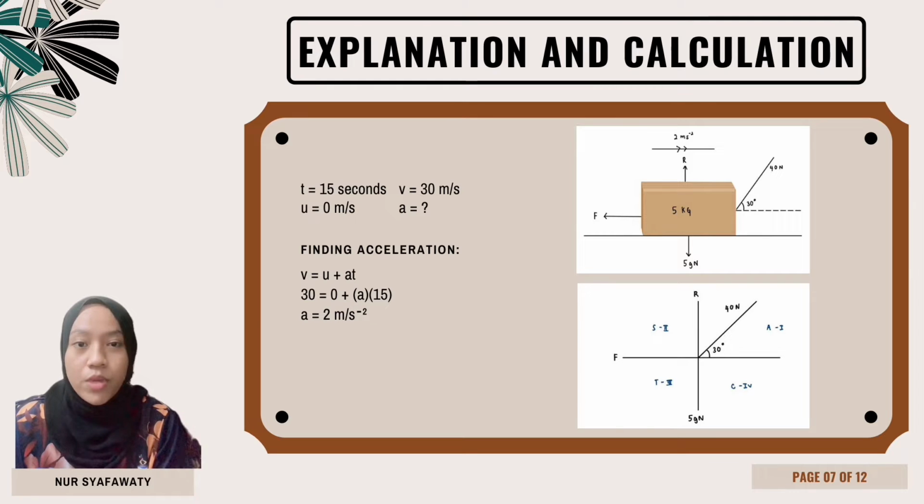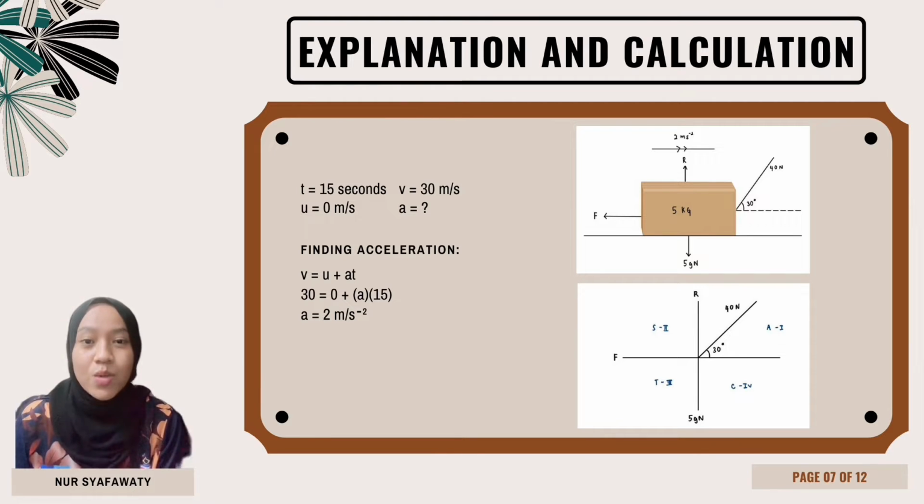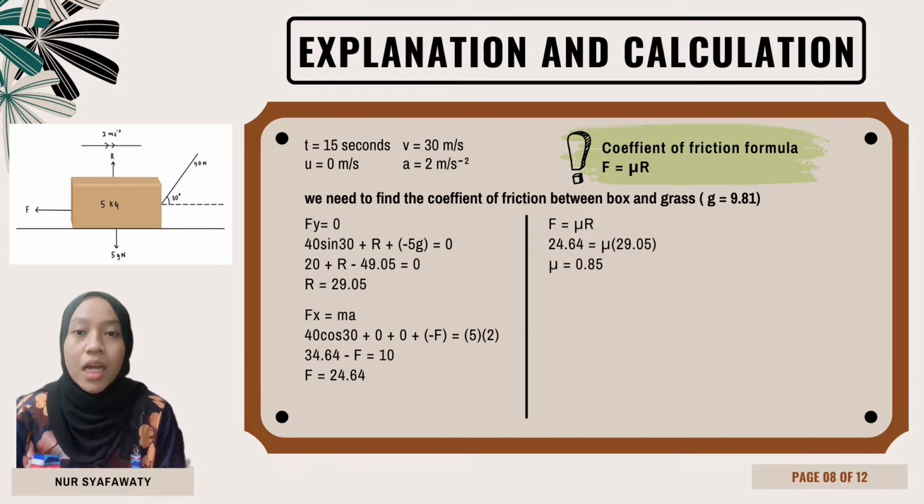We use the values given to find the acceleration, using the formula v equals u plus a times t. We substitute the values into the formula and we get our acceleration, a, which is 2 meters per second squared. Because we pull the box on the grass to the right, our acceleration is also to the right, like in the picture above.